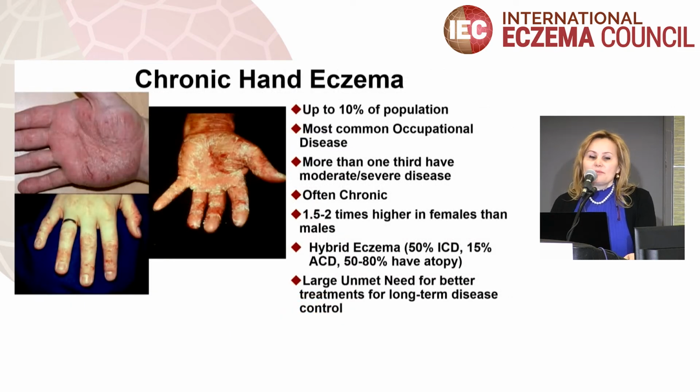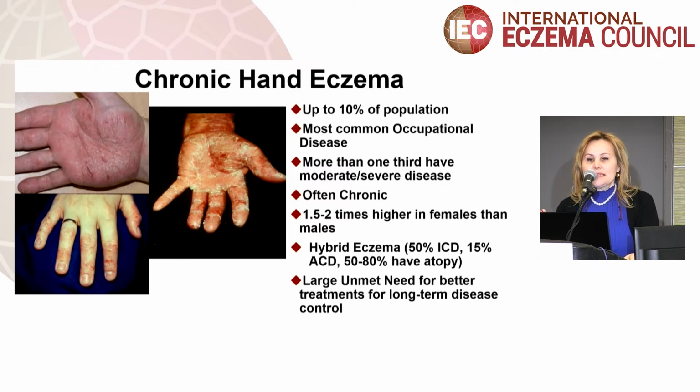Now let's move on to chronic hand eczema. That's another dermatitis, again, more prevalent in our patients with atopic dermatitis. Depending on different studies, you see different rates, but I would say it's up to 10% of the population, give or take. It's the most common occupational disease, and more than 1/3 will have moderate to severe disease or persistent disease, often chronic, and much more prevalent in females, about double in females.